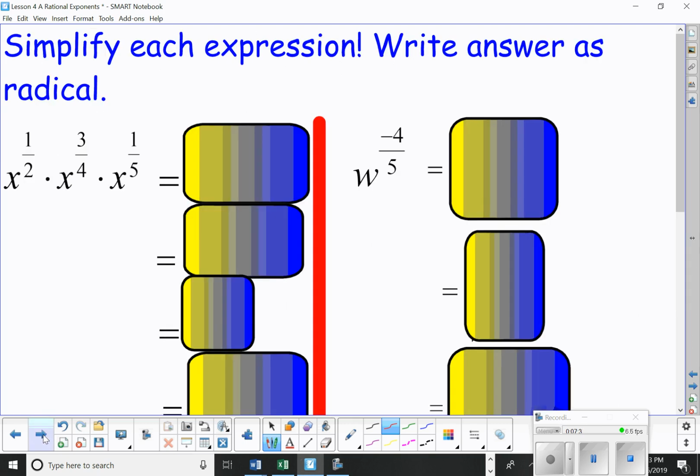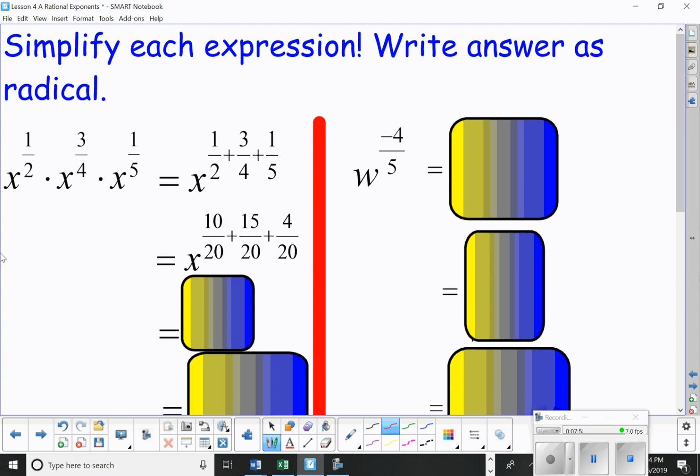Next up, we have x to the 1/2, x to the 3/4, x to the 1/5. 2, 4, 5. I need a common denominator. Oh, what will it be? 20, you say? Good. First, when you multiply like bases, you're going to add the exponents. So here I'm adding them, and to add them, I need like denominators. And so there's our 20 as the denominator. Now, I add all of those together. 10 plus 15 plus 4 all over 20 is 29 over 20.